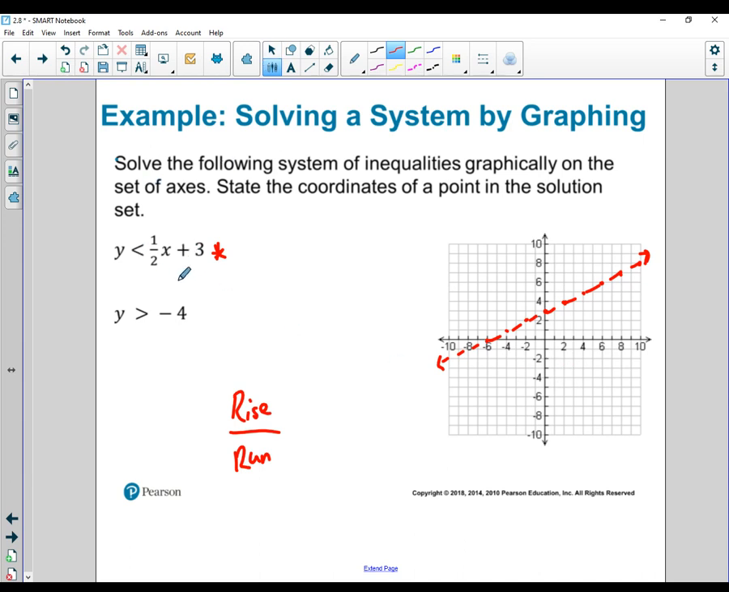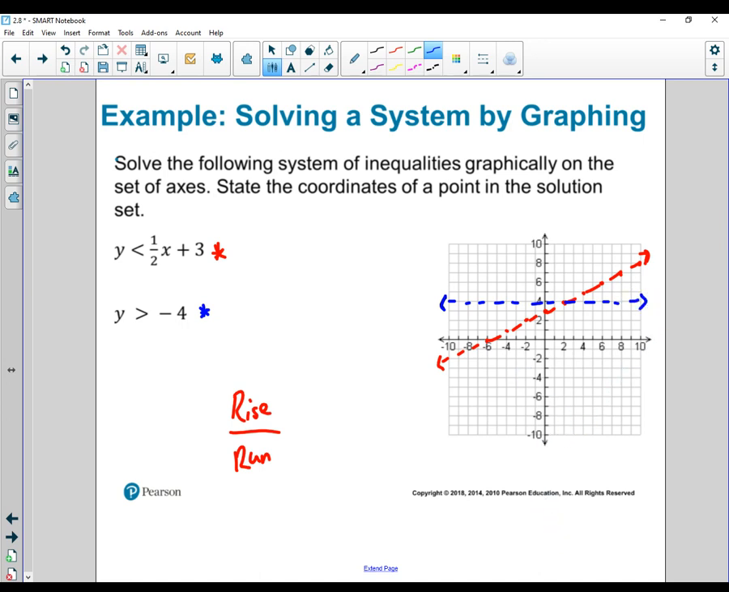And before I do the shading, I'm going to graph this line. So y is greater than -4. That might be a tricky one. We need to remember that when y equals -4, that's a horizontal line this way, and it's also dotted because it's just greater than.